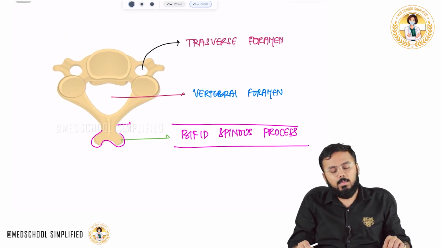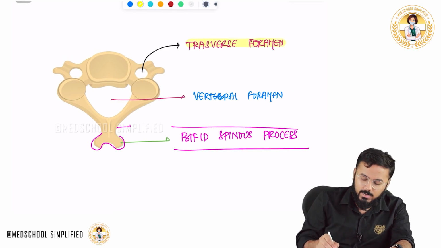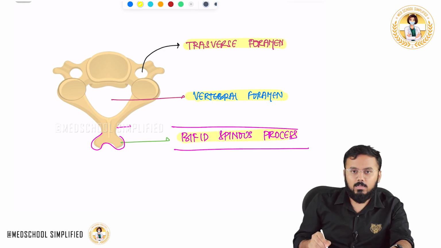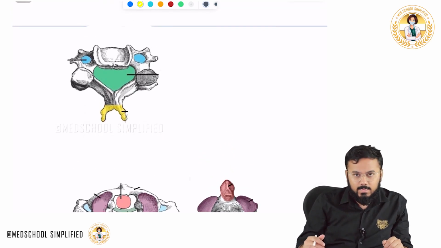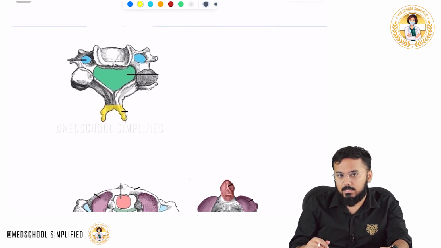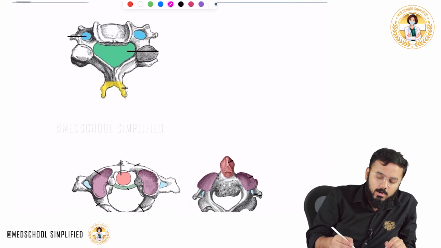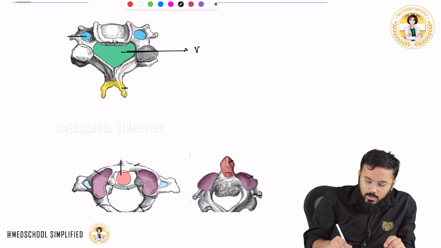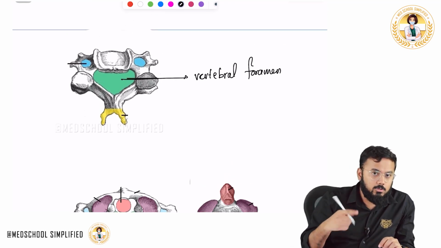So there are three important characteristic features which you can see. One is the transverse foramen, the next one is the vertebral foramen, and the next one is the bifid spinous process. Now let us compare atlas and axis together, but before that, let us look at the real bone and see how it looks. This bone over here is your atlas. This opening over here is your vertebral foramen.